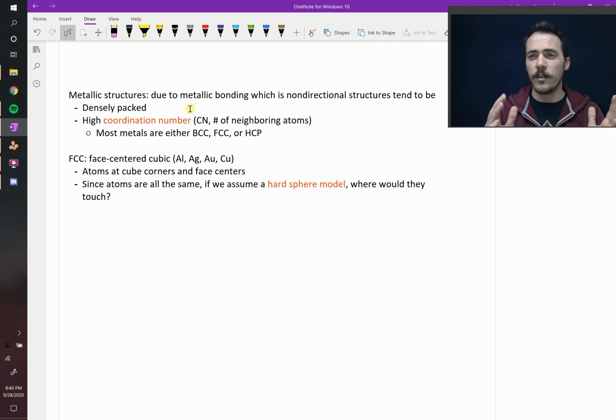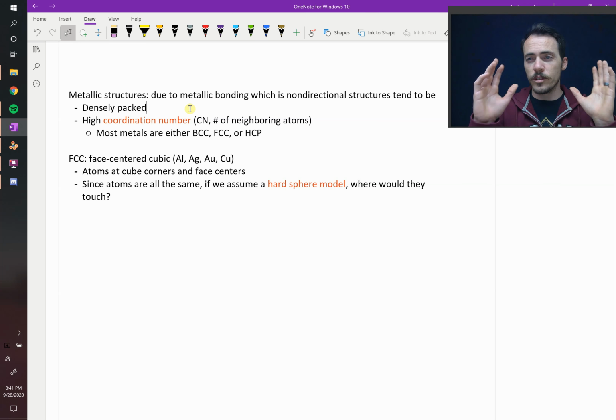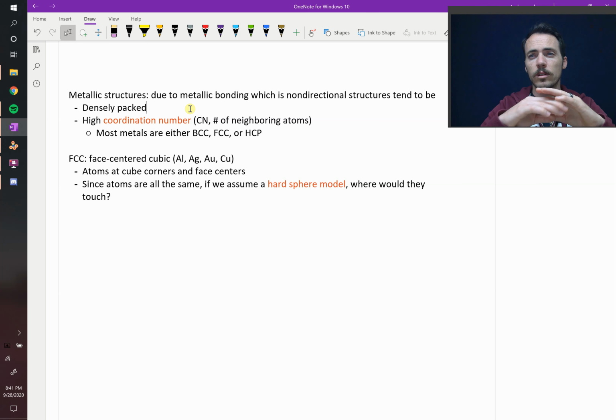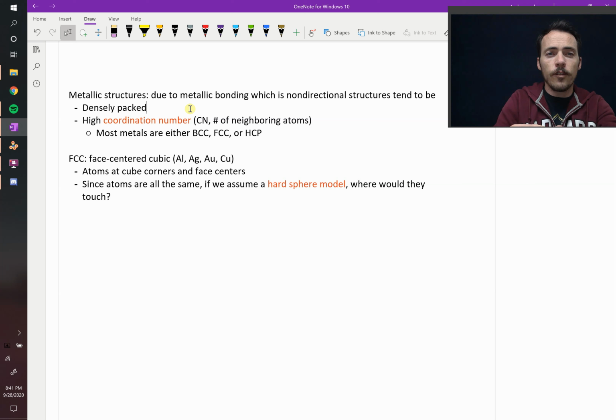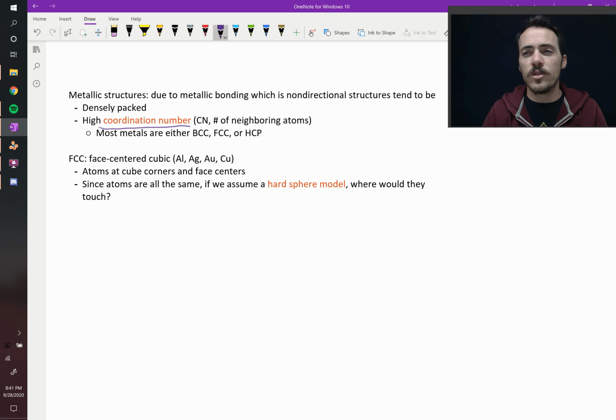What do all these things have in common, these metal structures? They're all relatively densely packed. Why? Well, because atoms that are metals, remember, they share their electrons in the so-called sea of electrons, right? So they're delocalized all the way around them, and so they all sort of squeeze together to best share those electrons that are delocalized. Therefore, because they're densely packed, you tend to have really high what's called coordination number. Coordination number is just the number of surrounding atoms that surround each atom, okay? We'll talk more about that later.